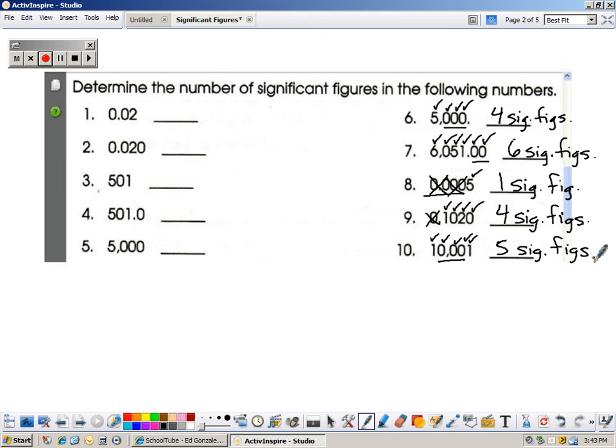Alright, I hope this helps. And hopefully this helps you with your homework and just learning to identify significant figures in general.